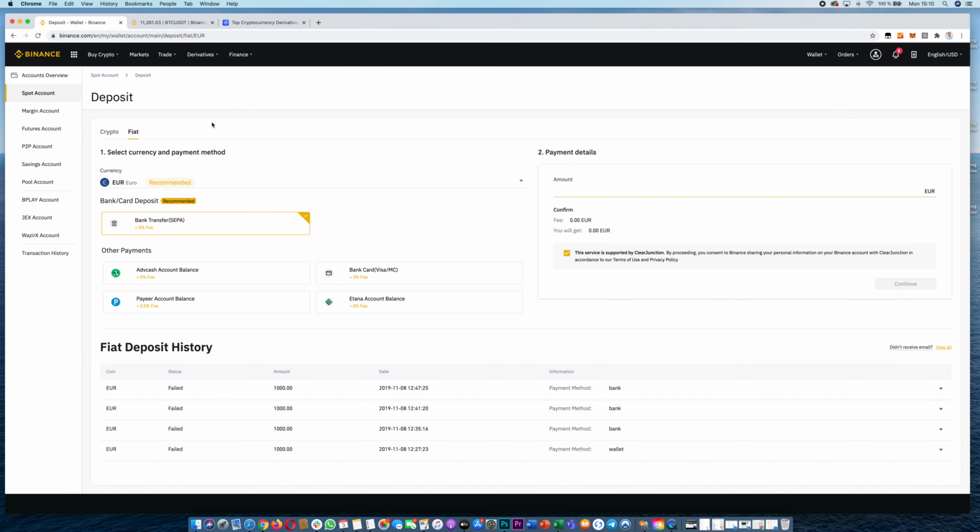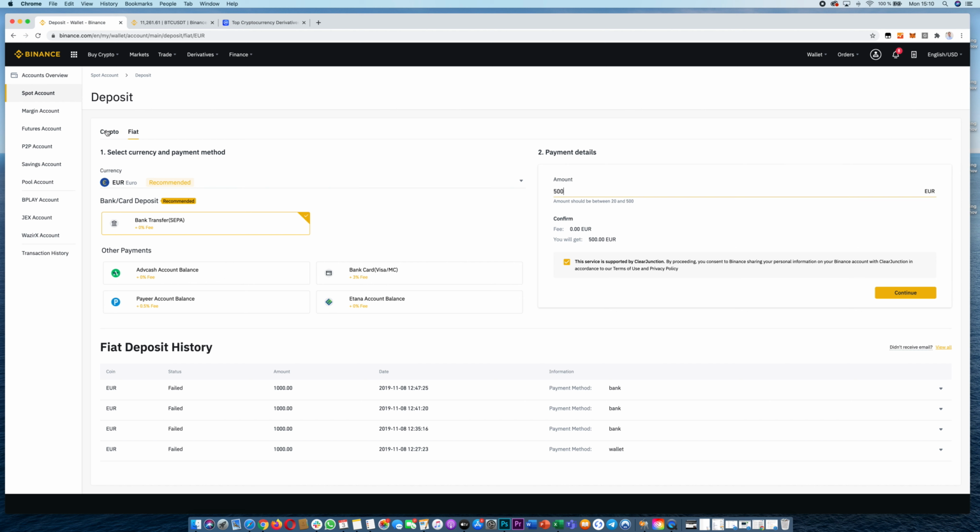And it's actually better to use a money transfer because you don't pay any fees. If you use your credit card, you pay 3% or more in fees. So the first option would be just to wire some money to Binance. You can just type in how much you want to wire, and you can see it's free of charge. So you will receive all the money you wired.